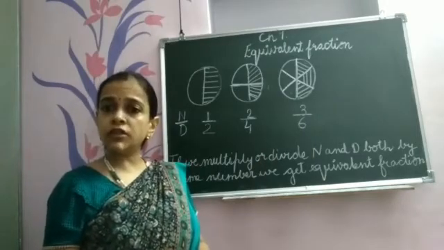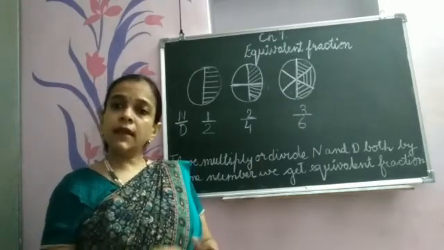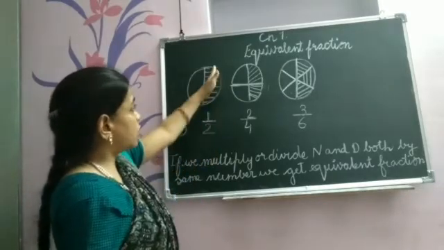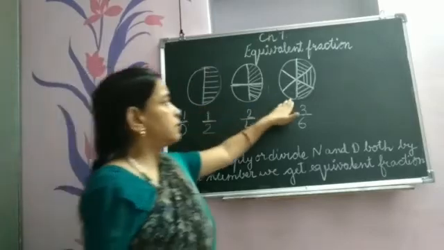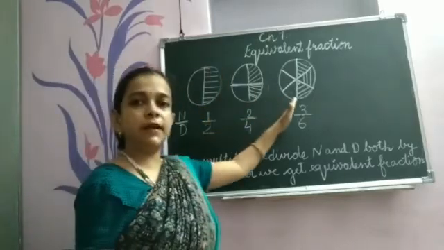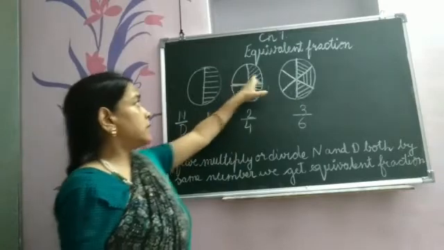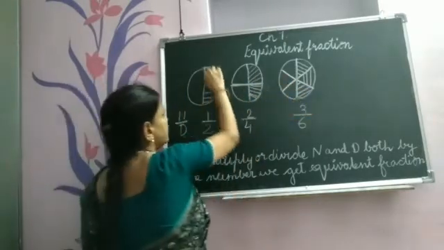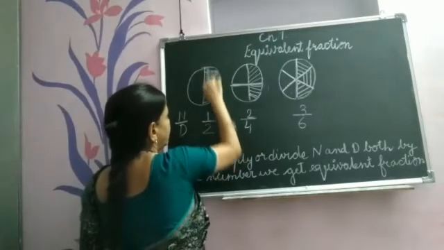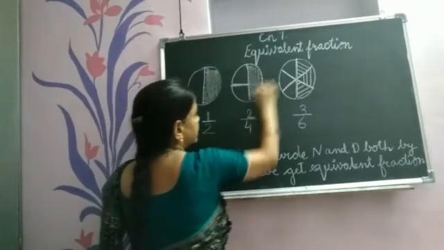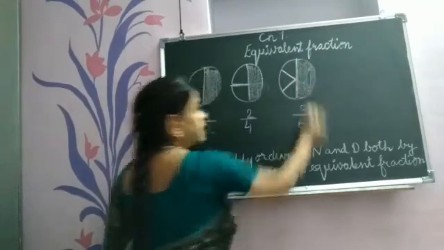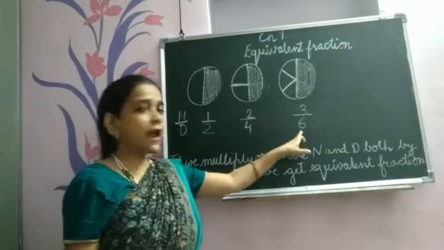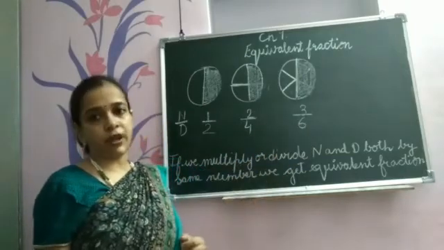Are they equivalent fractions? Yes, exactly equal. Now let us pay attention to the shaded part. In all the circles, the half part is shaded. There is only one part, there are two parts shaded, and there are three parts shaded. But they are covering the half part of a circle. Yes, so 1/2, 2/4 and 3/6 are equivalent fractions.